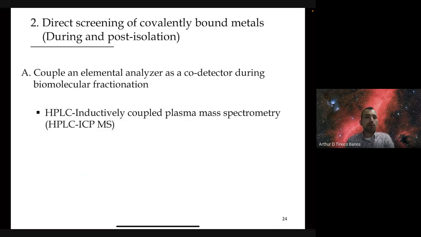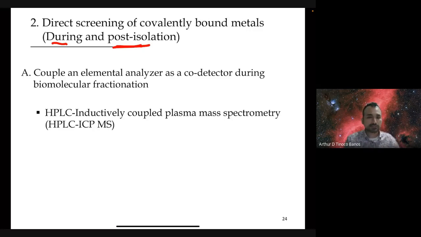Well, what about direct screening of covalently bound metals? This is something you can do during and post isolation, in the whole process of the fractionation. So let's talk about the during. You couple an elemental analyzer as a co-detector during biomolecular fractionation.